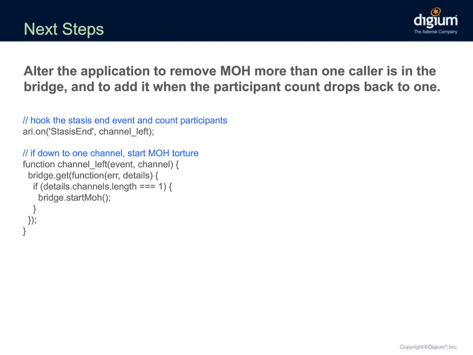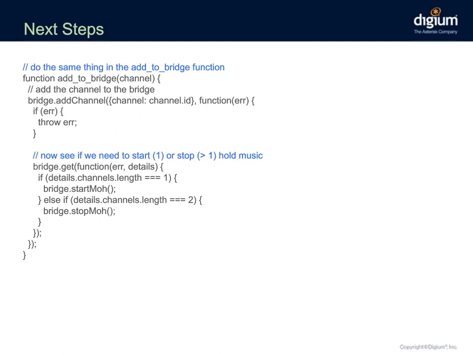Now, we'll go on and make another change over here. We'll modify our add to bridge method or function that we set up. And when we call that, in this case, we'll still add the channel to the bridge just like we did before. But then afterwards, we will again use bridge.get to request the current bridge status, get the bridge details. And when that arrives, we will again check the length. And if it's equal to 1, then we know, hey, okay, start music on hold. But if it's equal to 2, if there's more than 1 in there, then we're going to actually stop music on hold.